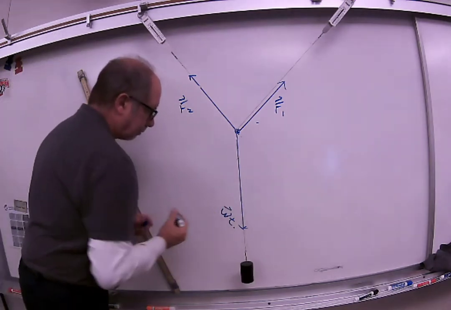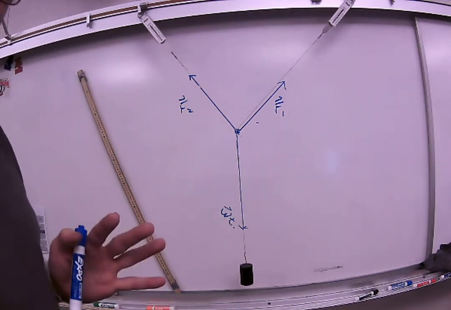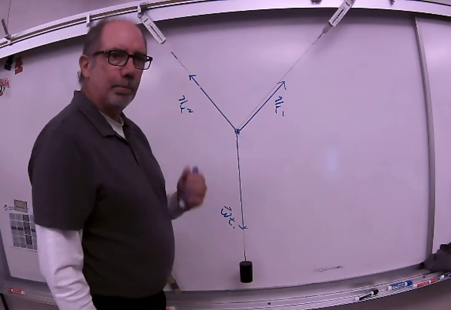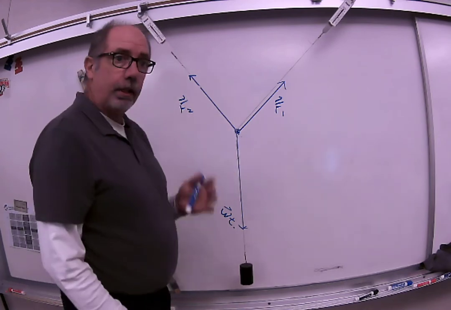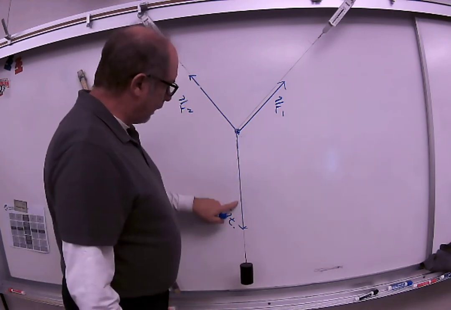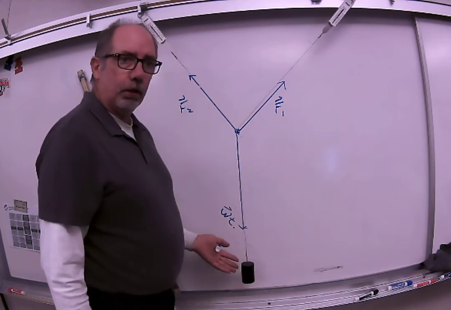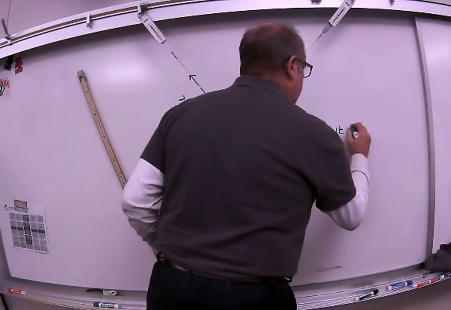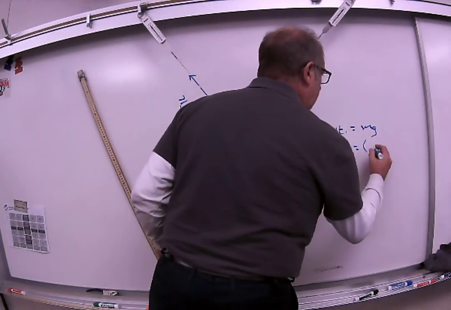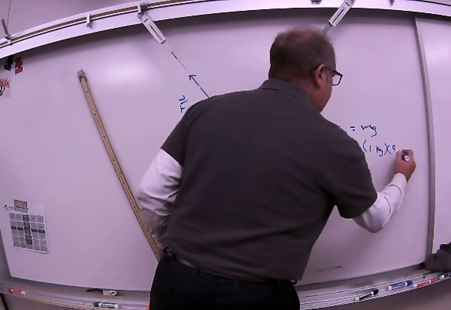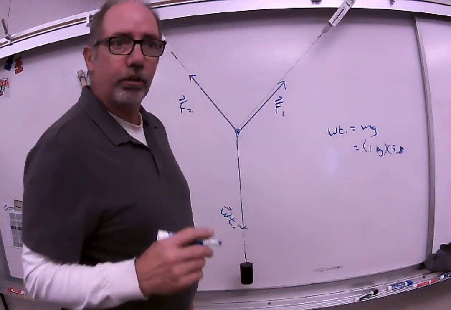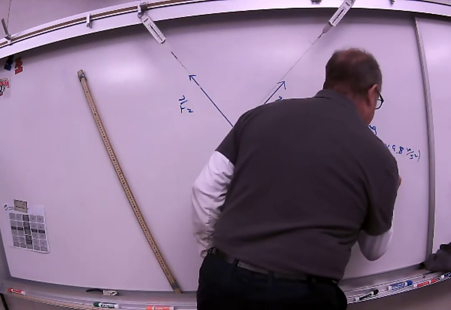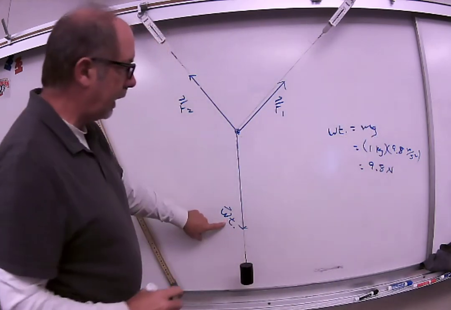Now, what we want to do is draw a scale diagram. To do that, I need the values of these forces, the magnitudes. I have their directions. Now I need the magnitudes. The mass is a 1 kilogram mass, so the weight is equal to m times g, which is 1 kilogram times 9.8. I don't know if you guys can see that. So that's 9.8 newtons. The weight vector is 9.8 newtons.